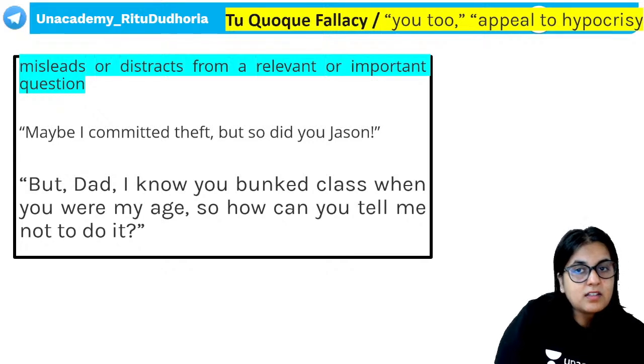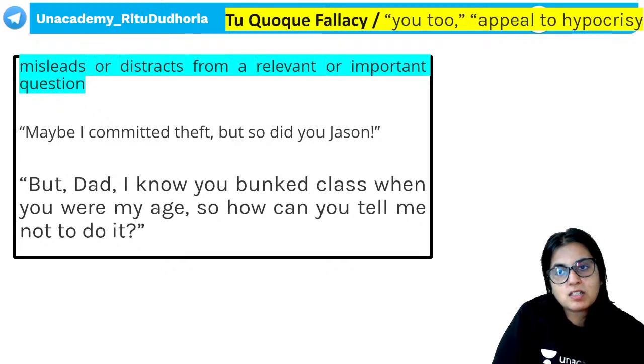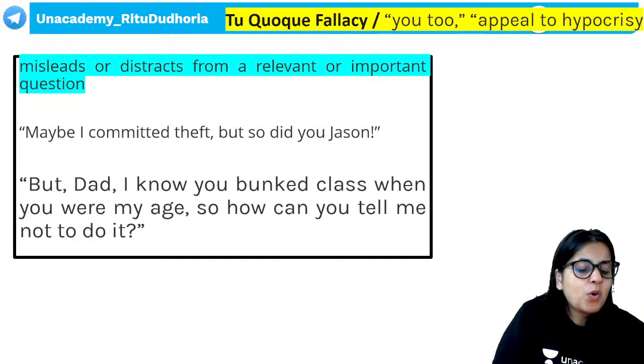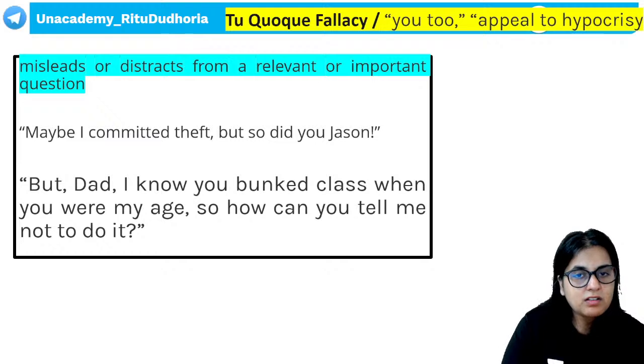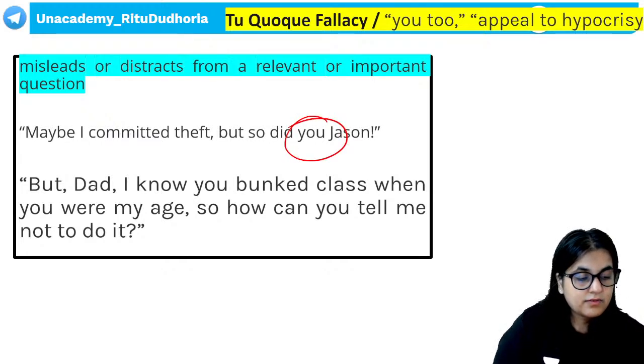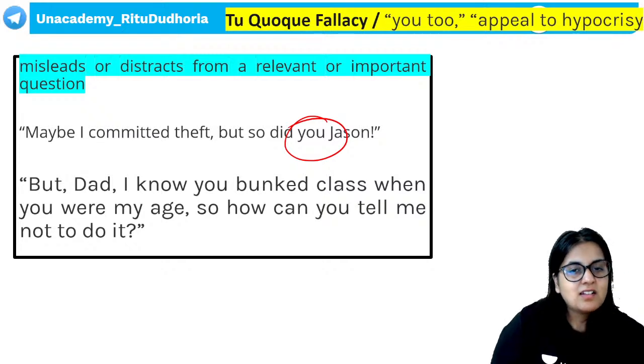Okay, next one, guys. Et tu, brute. Appeal to hypocrisy. We've all done this. We've all said this to our parents. They tell you, why are you doing this? Why are you drinking tea? Why are you drinking coffee? And you say, aap kar rahe ho, to main kyun nahi? Sort of a thing. But so did you. You're pointing fingers.